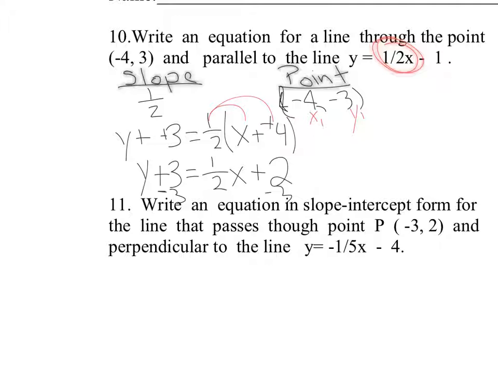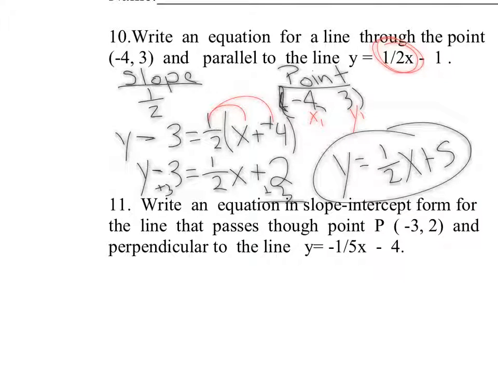I'm sorry, I realized I just made a mistake before I get too far. That's a +3. This should have in fact been a -3. So actually I'm going to add 3, not subtract it. Pay attention to what you're doing. I make mistakes. You're going to make them too. 1/2 x plus 5 should be your actual equation.